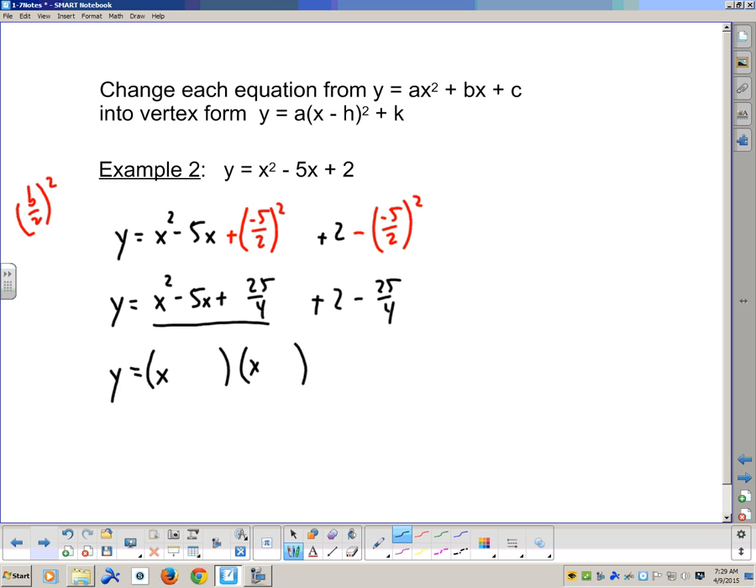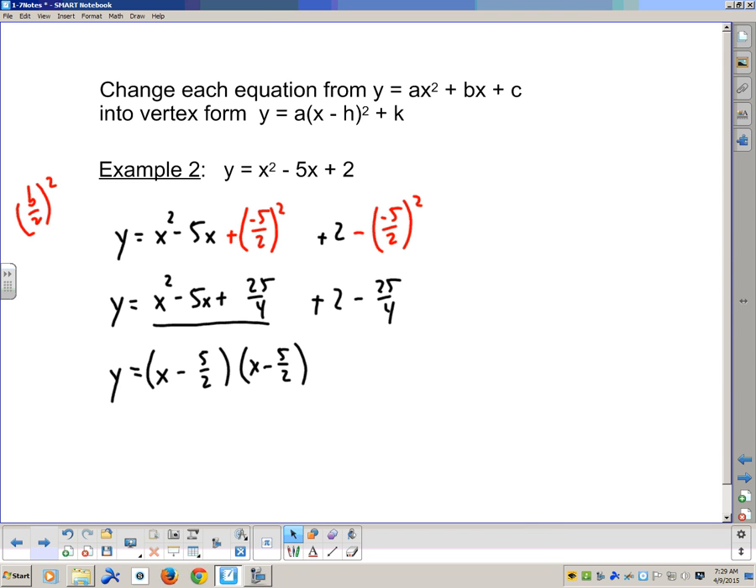x and x. What multiplies to give you 25 fourths and adds to give you a negative 5 in there? It has to be a minus and a minus. This is going to be a minus 5 halves and a minus 5 halves. If you take a negative 5 halves and a negative 5 halves and multiply those together, you get 25 fourths. If you add, 5 halves is 2.5, so a negative 2.5 plus a negative 2.5 is going to give you that middle term of negative 5.